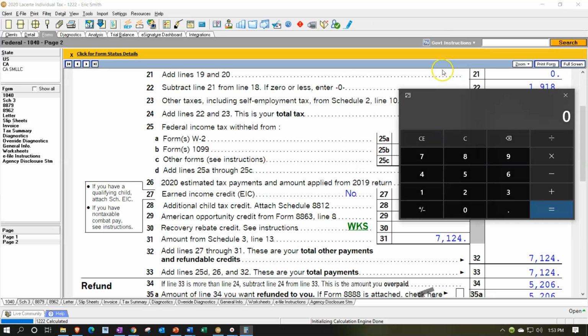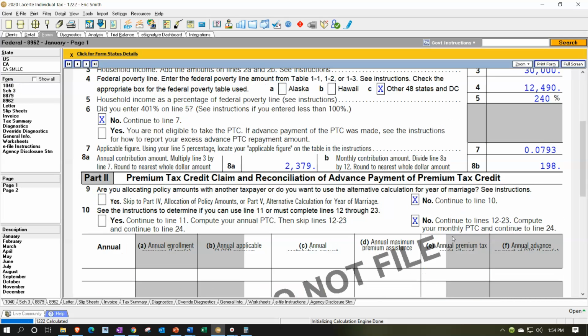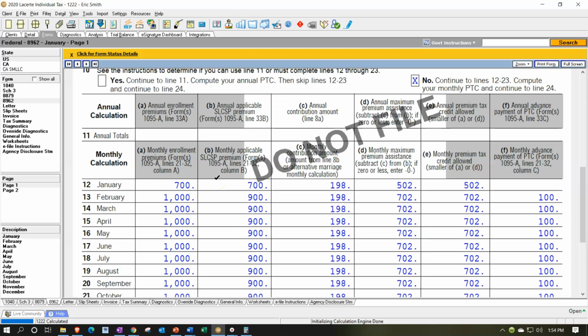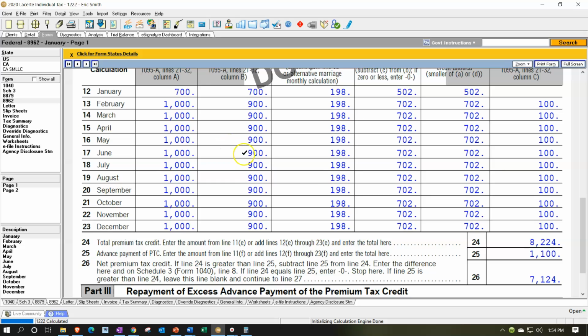So if I go back to my forms now, we're going to go back to the forms and take a look at the form 8962. And see, now we're required to fill out the entire thing down here because all the months are not the same. And so that's why you have the entire two columns that are basically being filled out. So if the entire year was the same, then you can just do your data input into the annual totals. If your months were different in some way, then you're going to have to fill it out something like this in this format.